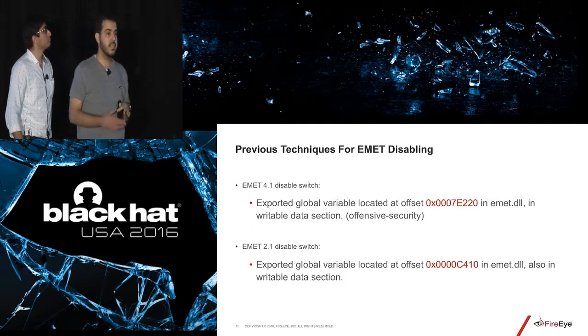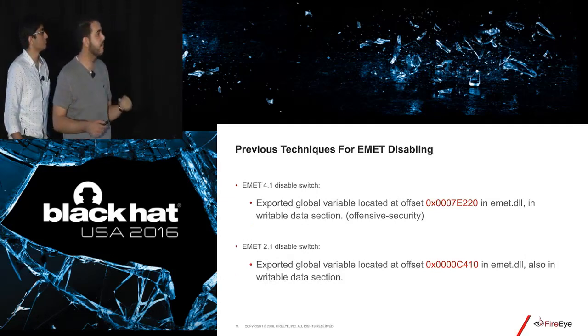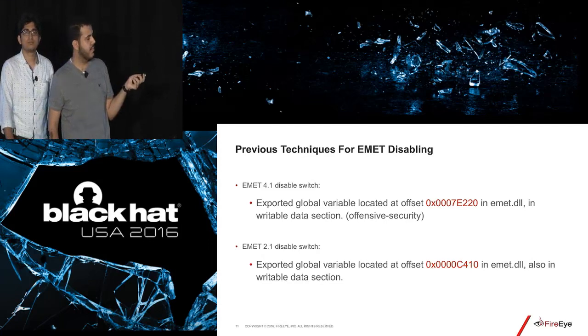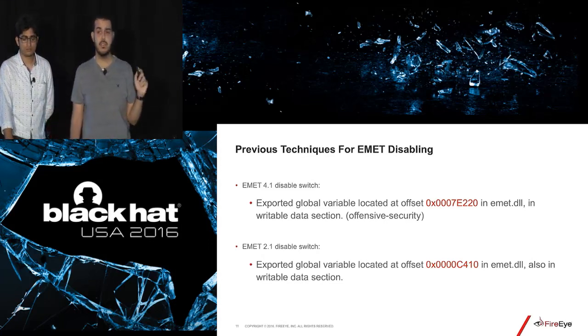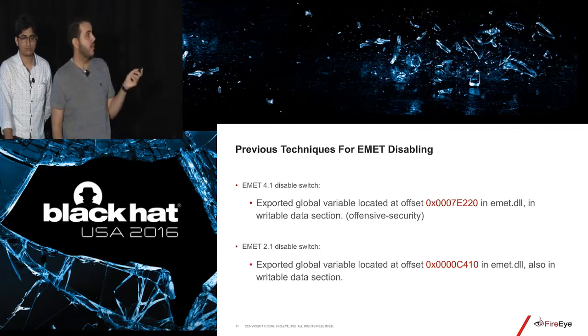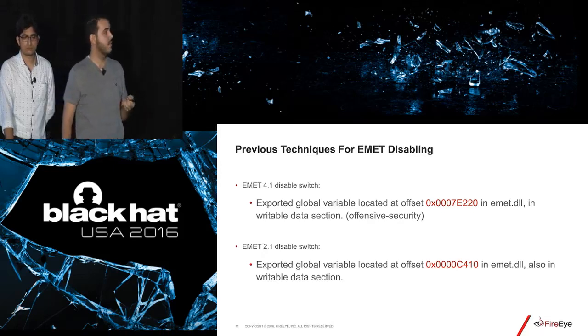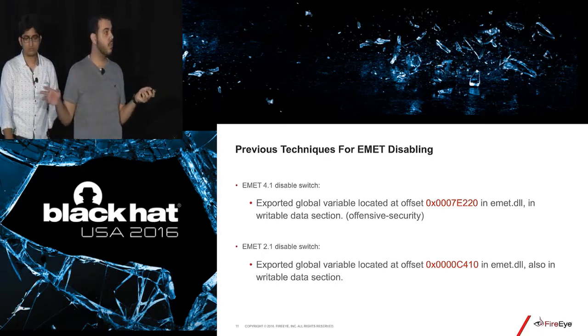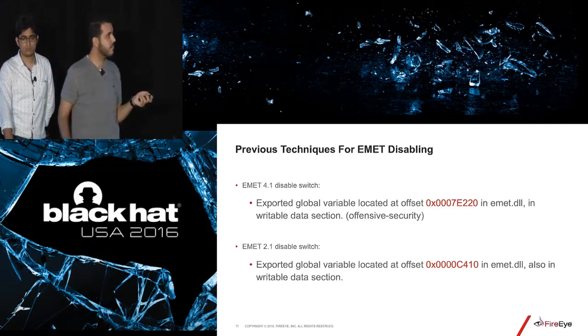So here we will discuss some of the previous techniques to disable EMET, mostly things published by Offensive Security. In EMET 4.1, there was a global variable exported in a writable data section. EMET was actually using this global variable at this offset of the EMET DLL. Every protection in EMET was checking for this variable. If it's 0, then it will not be activated. So simply anyone can just zero out this variable and the EMET protections will go unactivated.